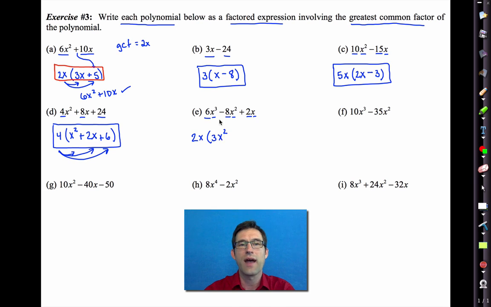X times x squared, add the exponents, gives me x cubed. Minus comes along for the ride. 2 times what gives me 8? That would be 4. What do I have to multiply x by to get x squared? That'll be x to the first.